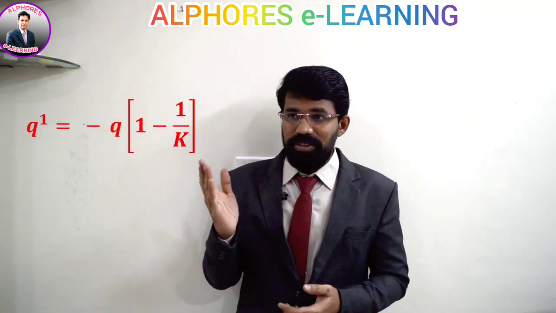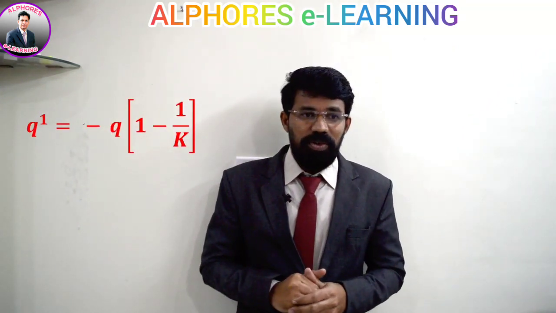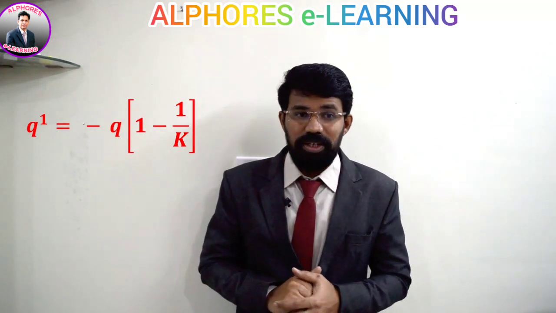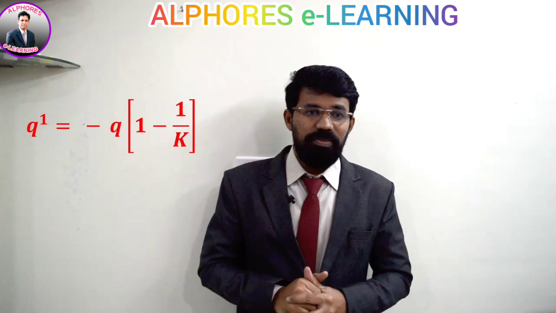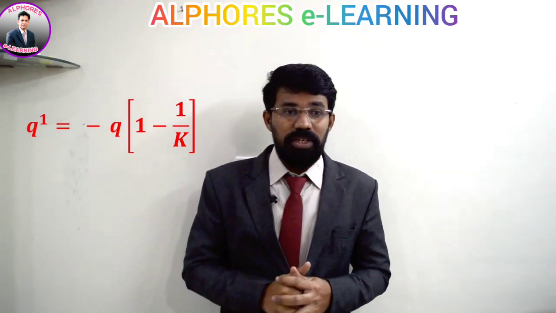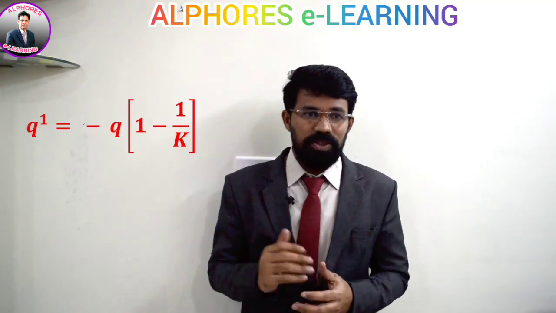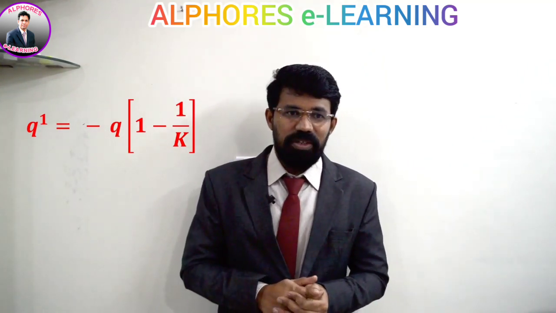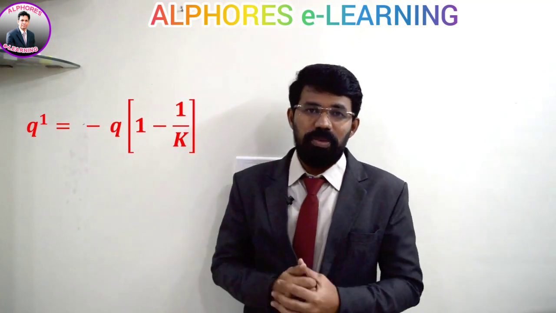Charge separation occurs. So in such cases, whatever charge is induced inside the dielectric medium can be expressed like this: Q dash is equal to minus Q into (1 minus 1 by K), where K is the dielectric constant of the medium, Q dash is the induced charge inside the dielectric slab, and Q is the charge on the plates. And as you see from the equation, this induced charge is less than the charge present on the capacitor plates.